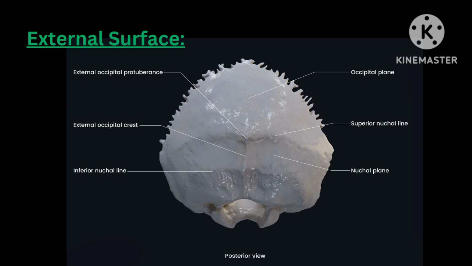Occasionally, extending from the external occipital protuberance to the foramen magnum is a bony ridge called the external occipital crest. The superior nuchal line is a transverse ridge located on the external surface of the occipital bone at the level of the external occipital protuberance. It is the attachment site for the occipital belly of the occipitofrontalis muscle.